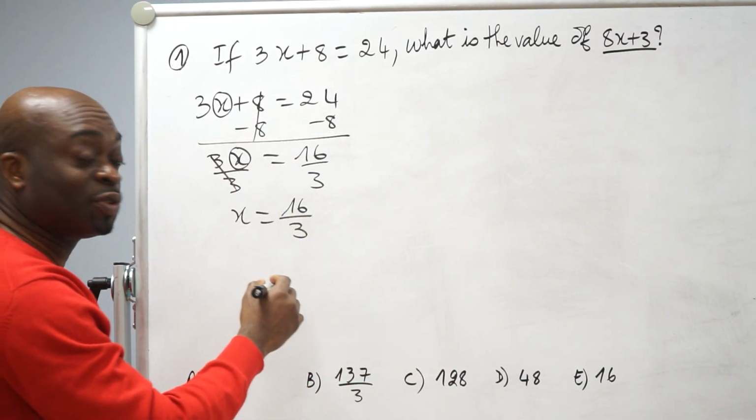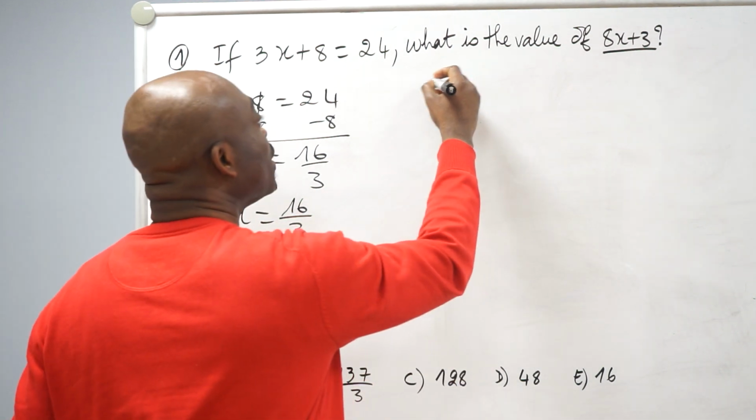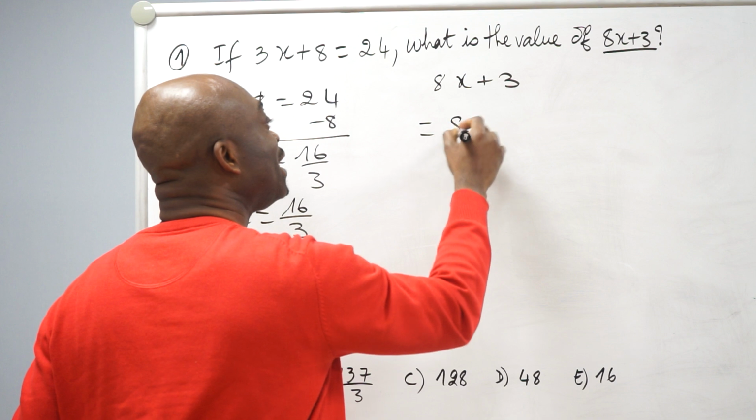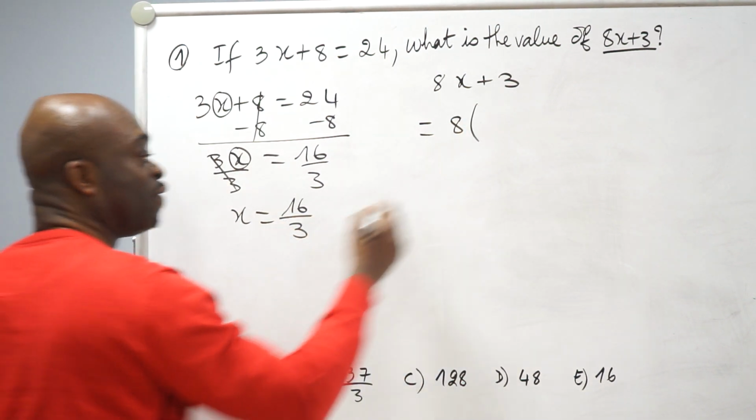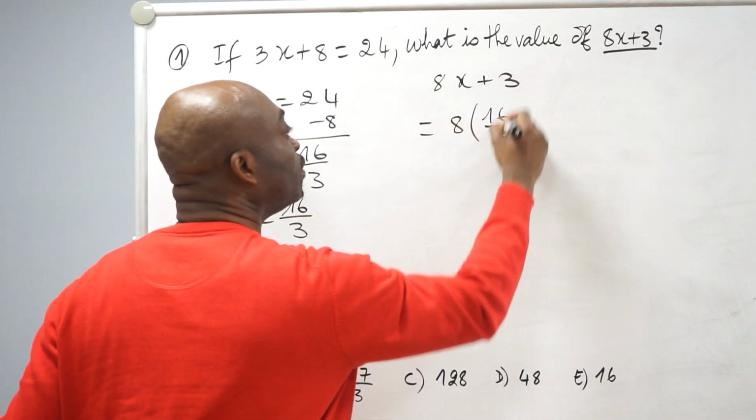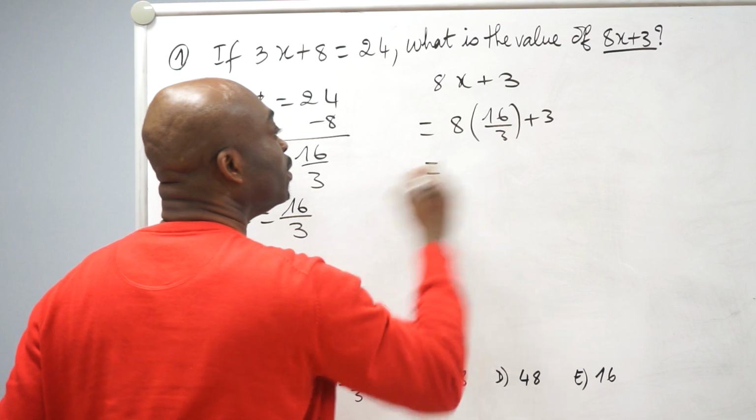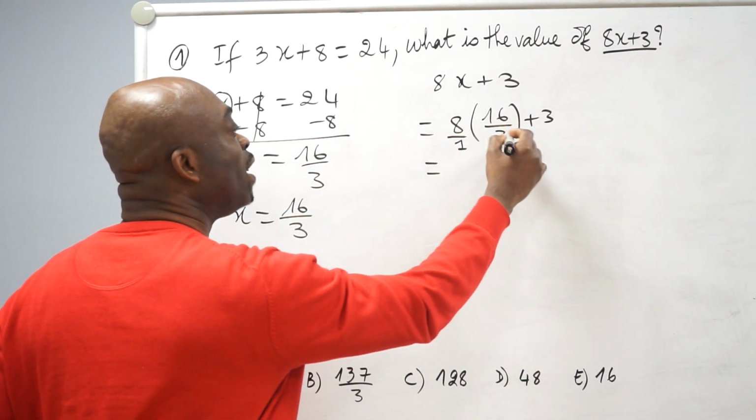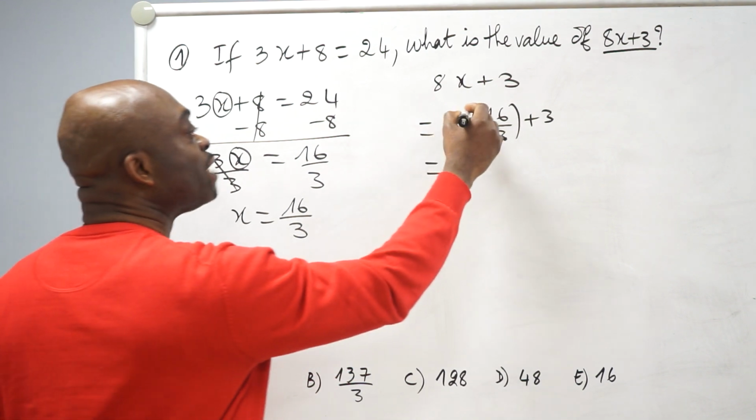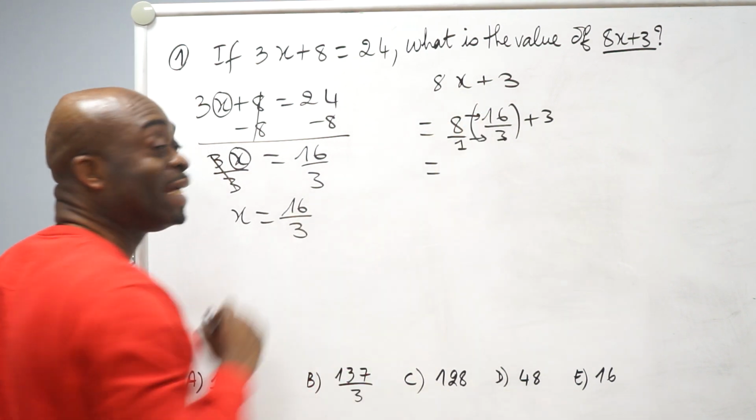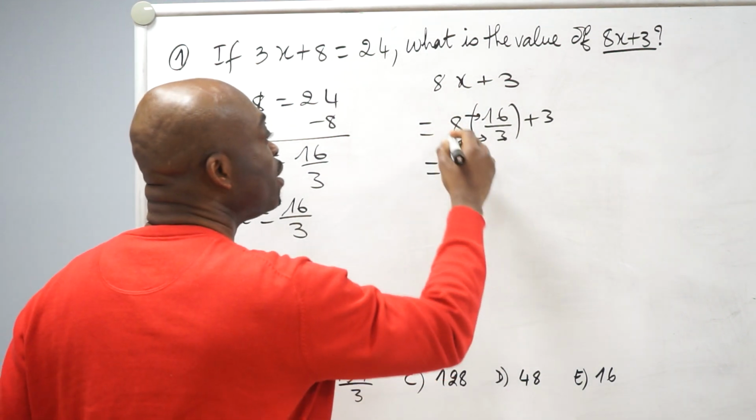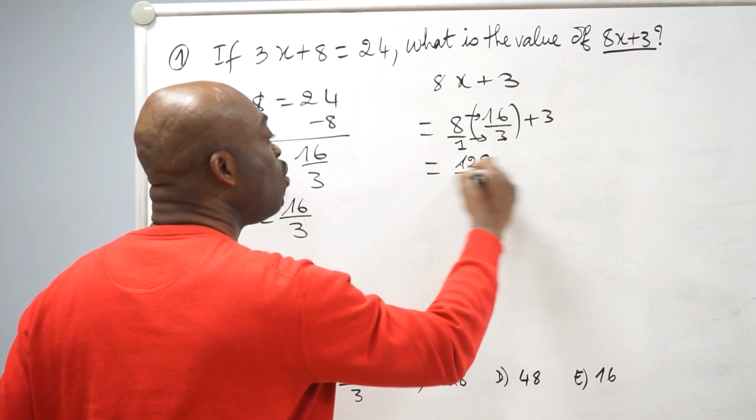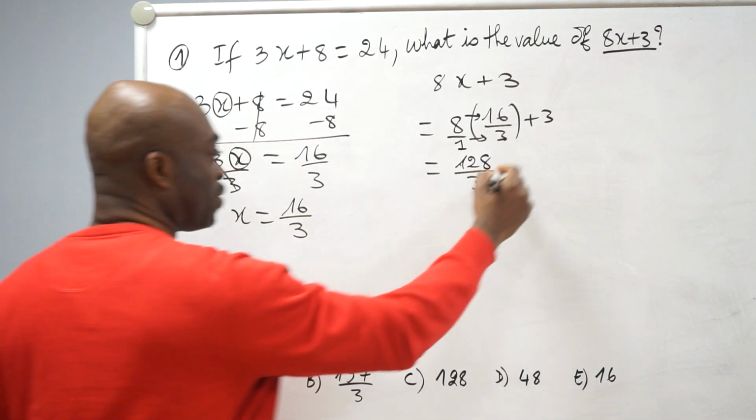So what are we going to do? We're going to substitute x in that. So we have 8x plus 3, which is going to give us what? 8 times 16 over 3 plus 3. All right? So over here, this is over 1, right? So we can multiply straight across here. So 8 times 16 is going to give us what? So 8 times 6 is 48, 4 and then 1, 128 over 3 plus 3.